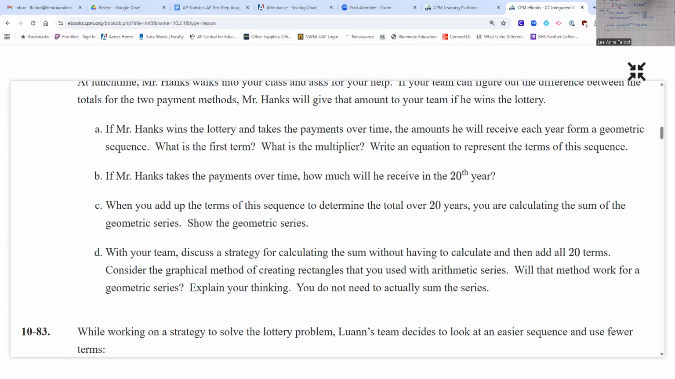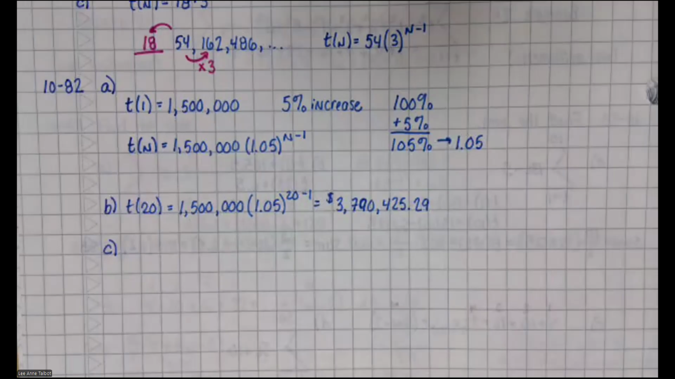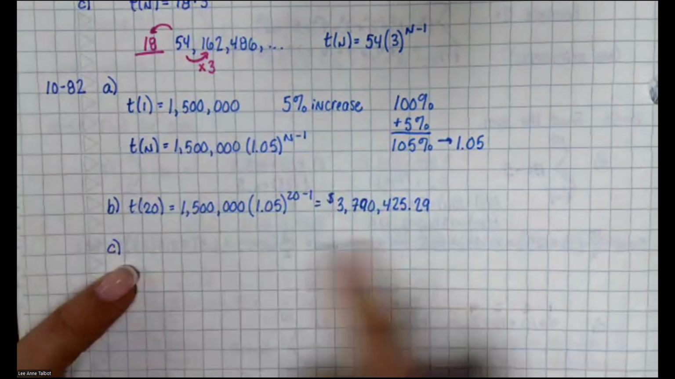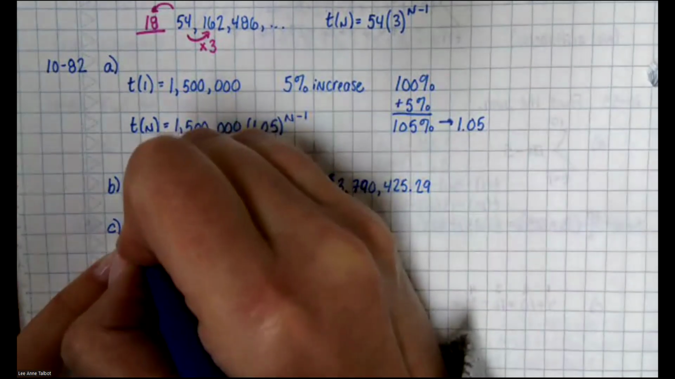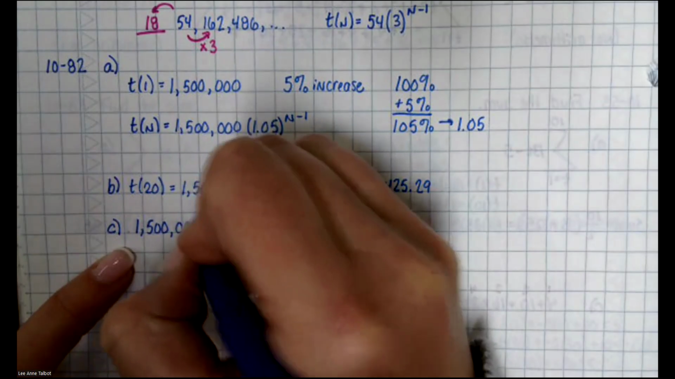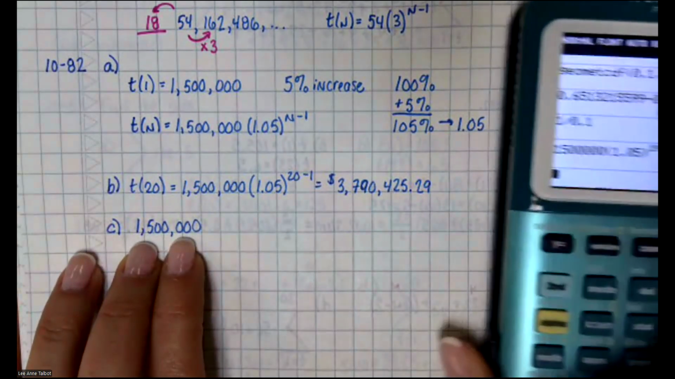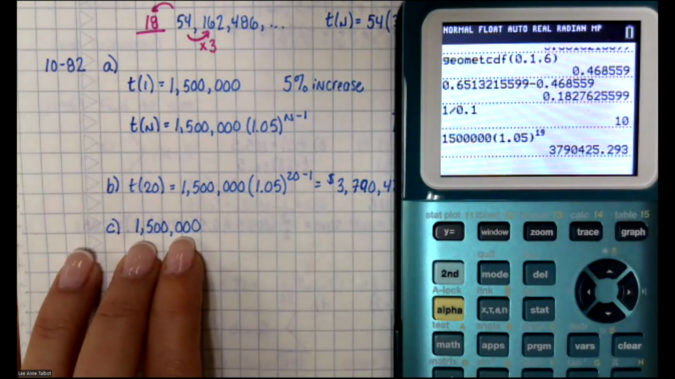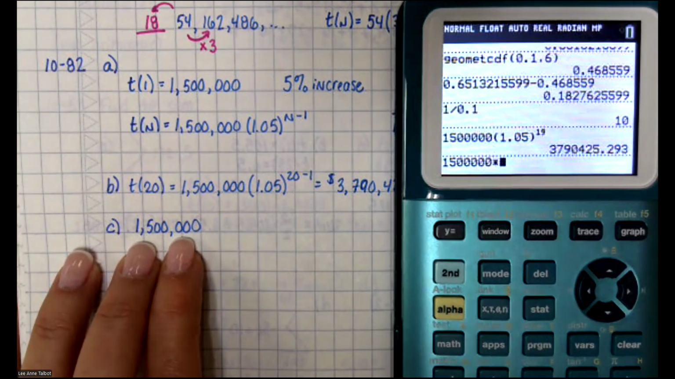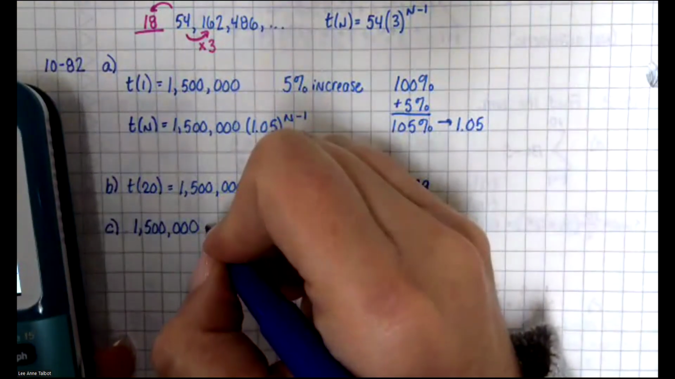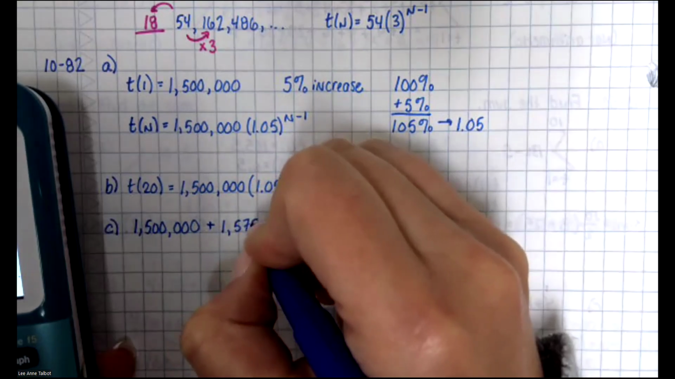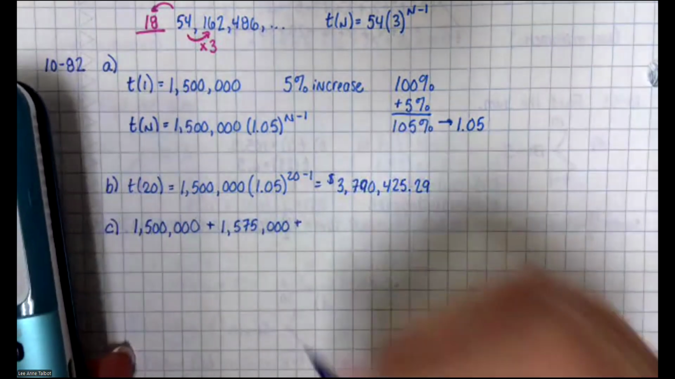Okay. When you add up the terms of this sequence to determine the total over 20 years, you're calculating the sum of the geometric series. Show the geometric series. Okay, so we're going to show that two ways. The first way is by writing out the sequence with the plus signs, and then we're going to rewrite it into sigma notation. Does it make sense that the first term would be 1,500,000? Okay, so to get the next term would be 1,575,000.